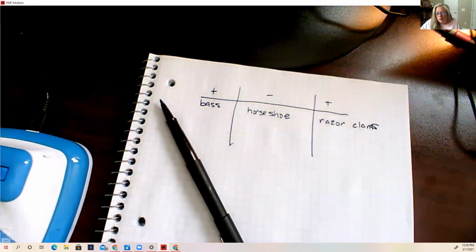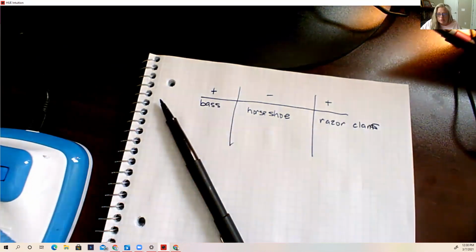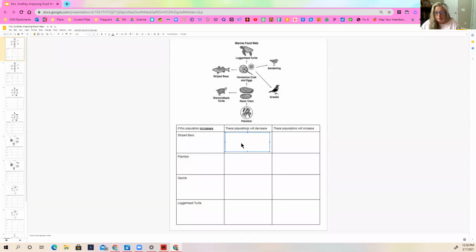And then you can skip the paper part if you want to, but I like to write it down because it helps me write it in the document easier. So I know if the striped bass increases, horseshoe crabs will decrease. And then over here, and notice I put text boxes in there for you so you can type in them, and the razor clams will increase.